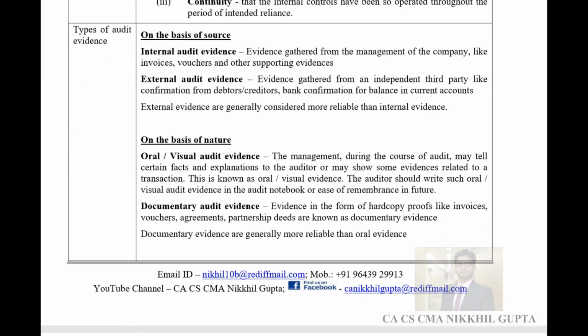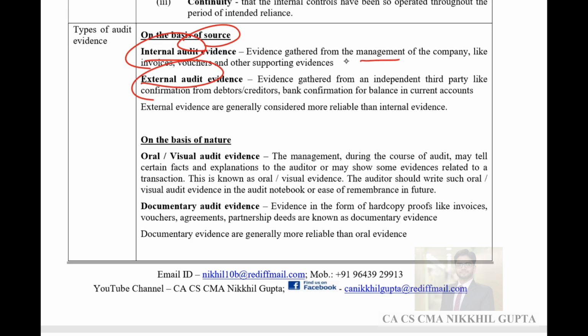Now types of evidence, guys, the evidence are of a lot of types. Some evidences are gathered within the factory premises or within the office of the client, and for other evidences the auditor might need to travel outside the organization, like going to bank for bank statements, going to debtors for confirmations. All these evidences are external evidences. So evidences are broadly categorized on the basis of source. Then they are categorized as internal audit evidence and external audit evidence.